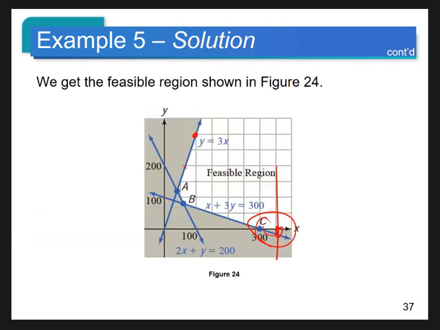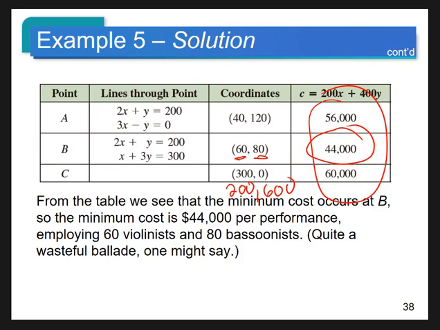And any point out here that's outside the constraints, I might pick this point here. That's outside of both constraints. That would be 2, 3, 4, 5, 6, 7, and 3. So 700 and 300. That's going to be way more as well.